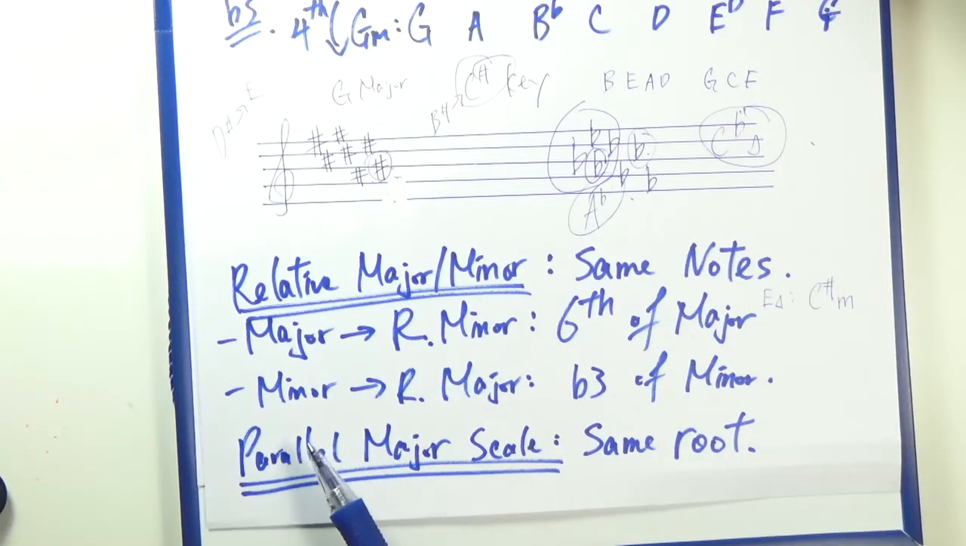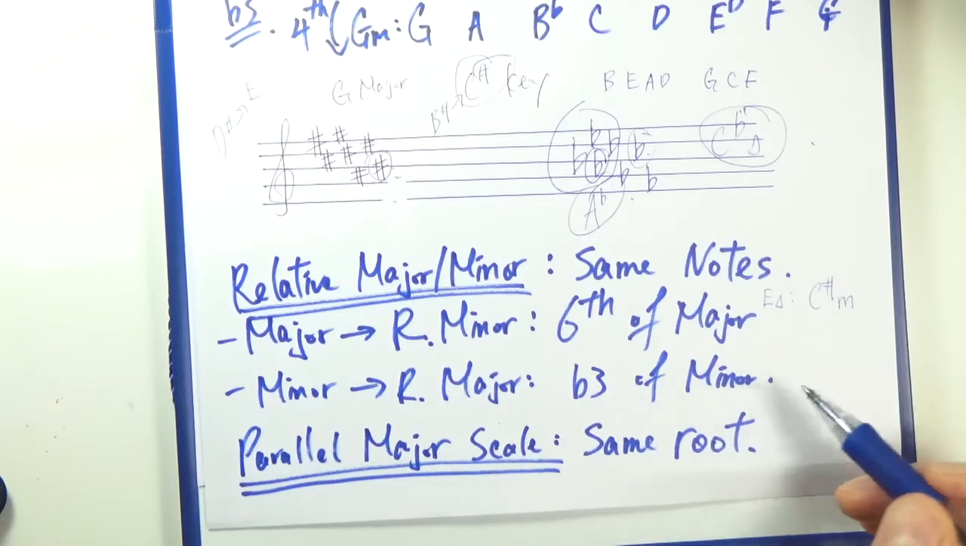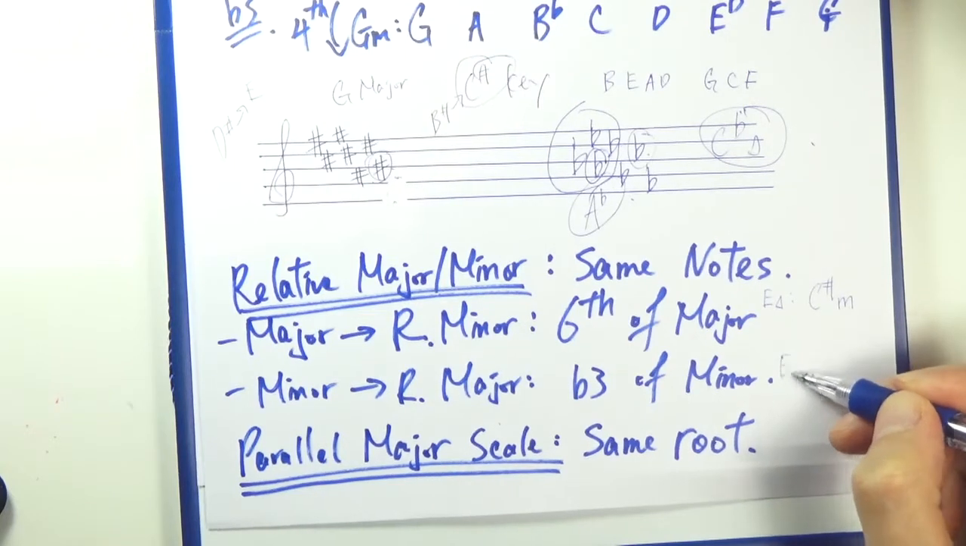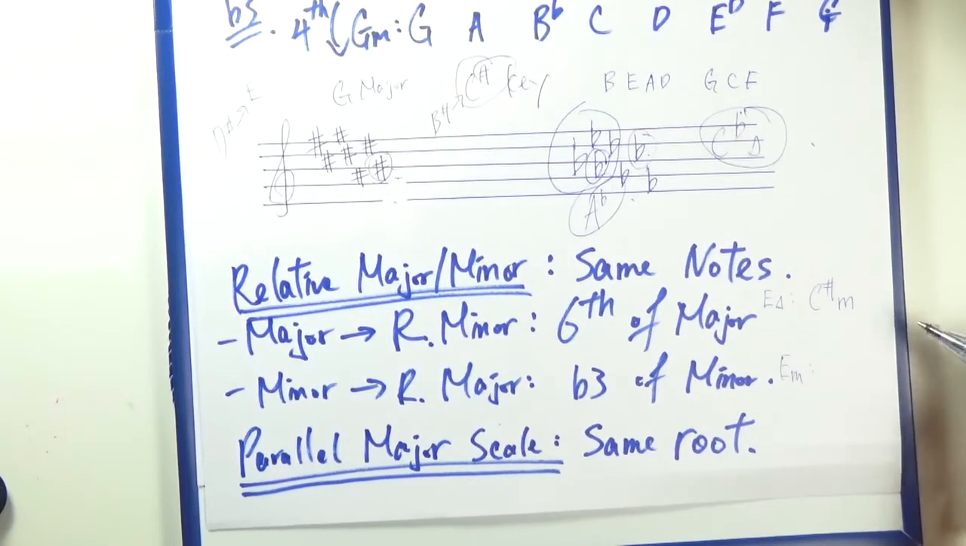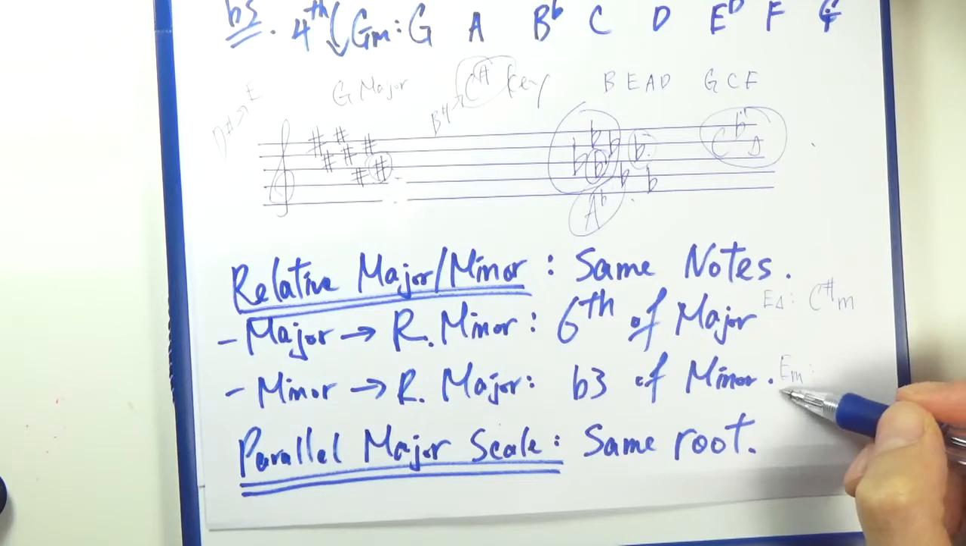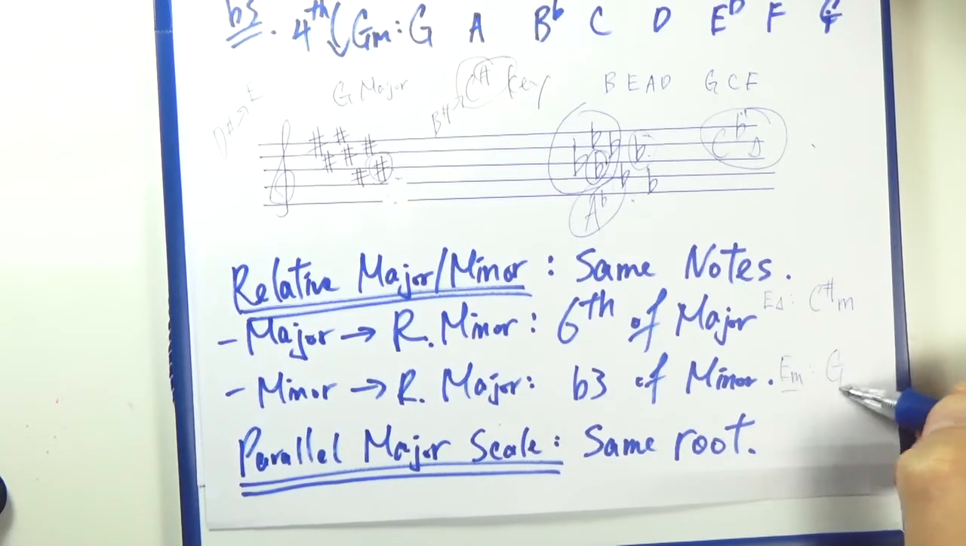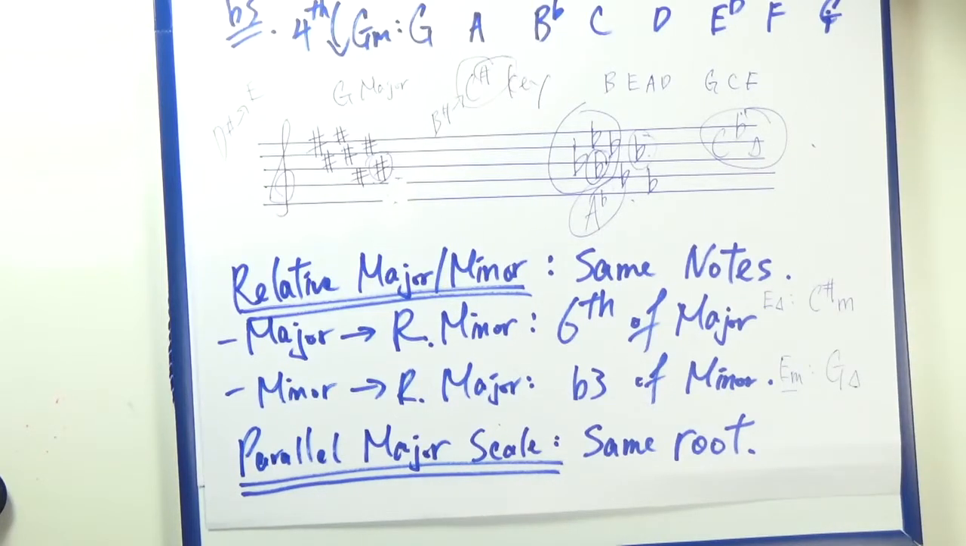If you do the reverse, if you're given a minor scale, the relative major of a minor scale would be the flat 3 of the minor. For example, if you're given E minor and you want to look for its relative major, you go to the flat 3 of E minor: E, F, G. So that should be G major. So these two would be relative.